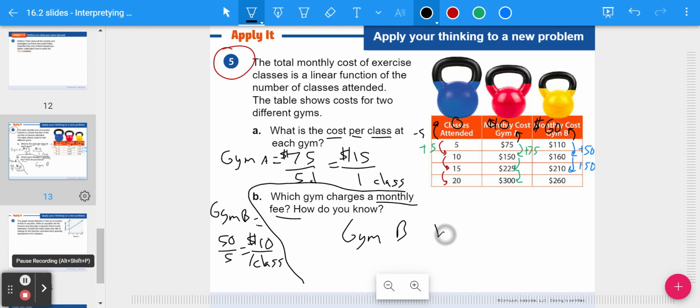So gym B has a $60 starting fee or monthly fee on top of the fee per class. But it is cheaper per class after that. So the more classes you take, the better off you are at gym B. So that's just another example of how you can apply your knowledge of linear functions to a table.